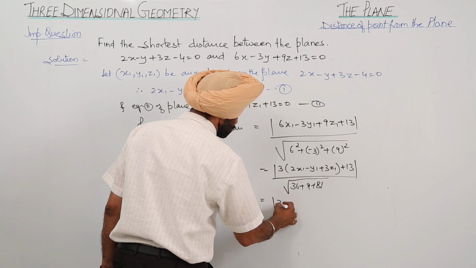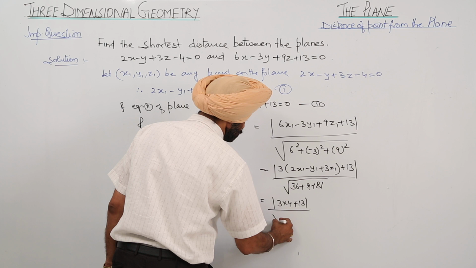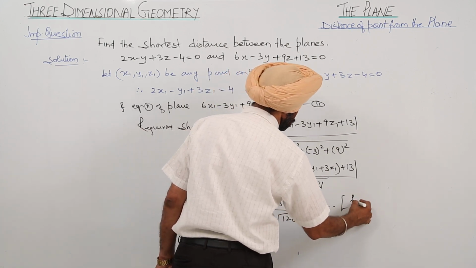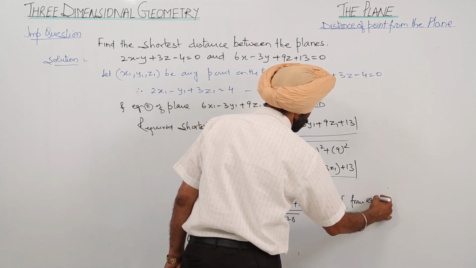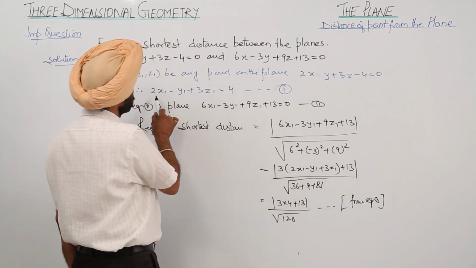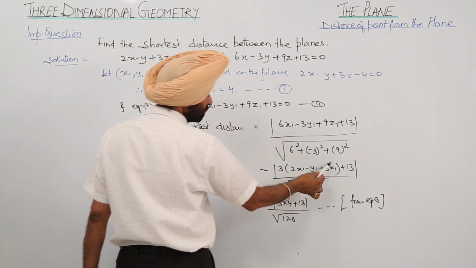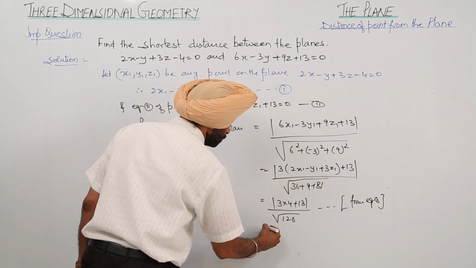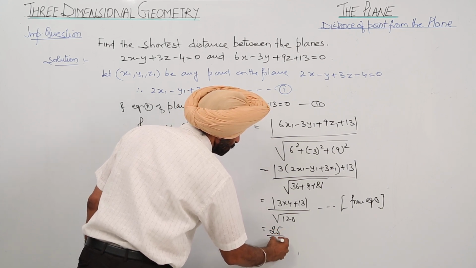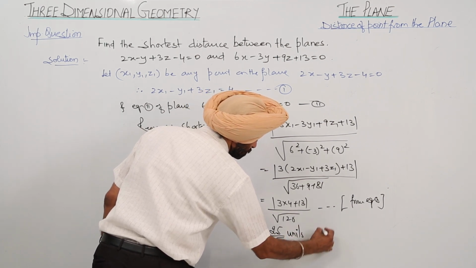Now, this becomes 3 times 4 plus 13 upon square root of 126, from equation 1. Now, 2x1 minus y1 plus 3z1 is equal to 4. So, in place of this we have taken 4. Now, this becomes 25 upon 3 square root of 14 units. So, this is the answer.